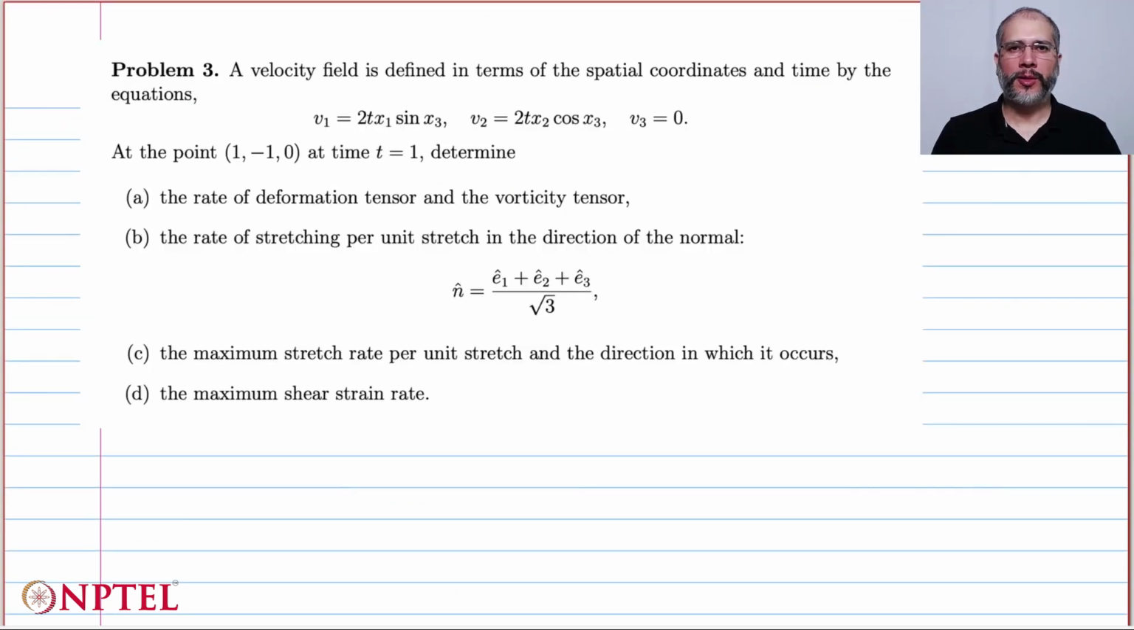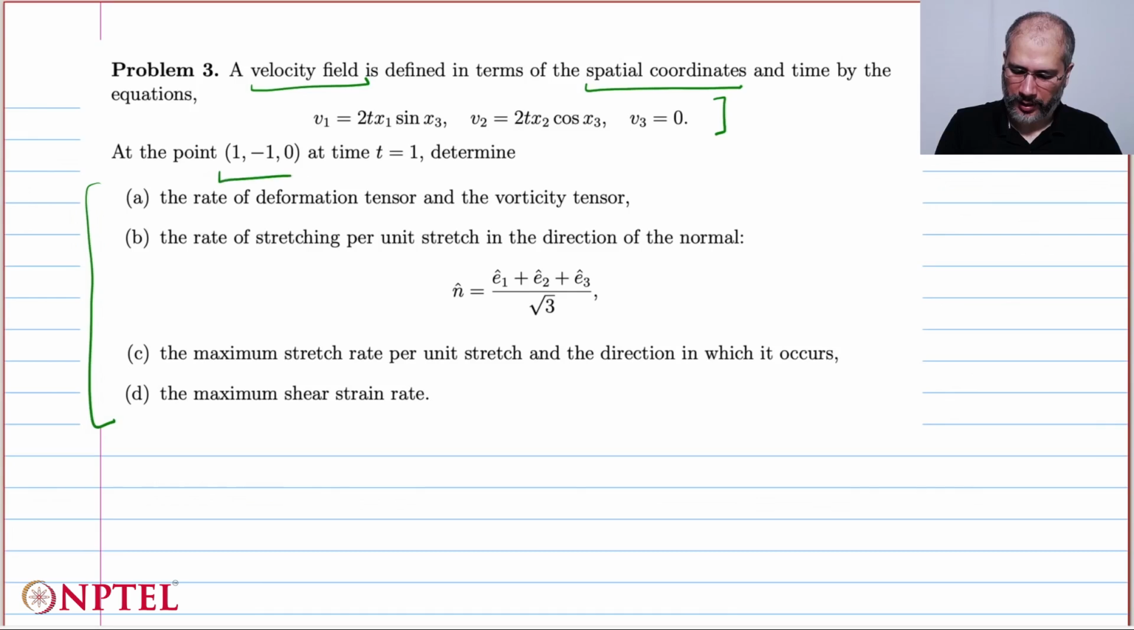So let's move on to the third problem now. In this third problem, a velocity field is given to us in the spatial coordinates as this, and we are interested to evaluate different quantities at the spatial point (1, -1, 0) and at time t equals 1.